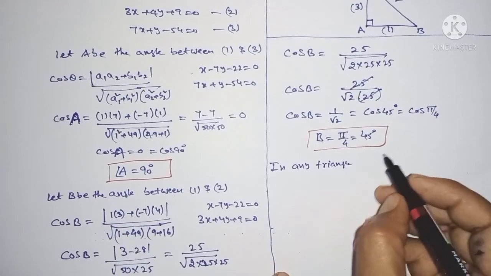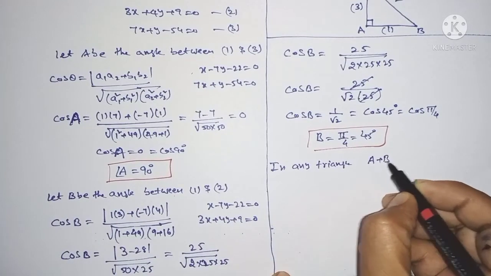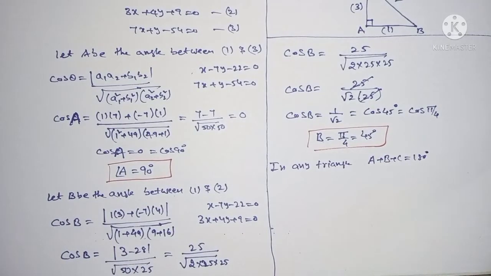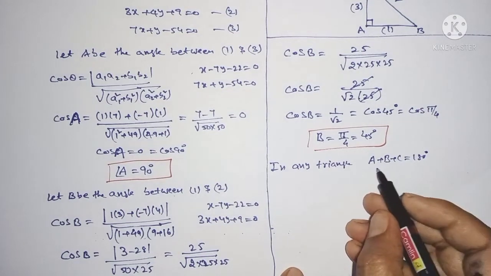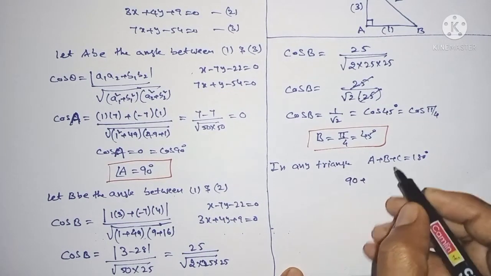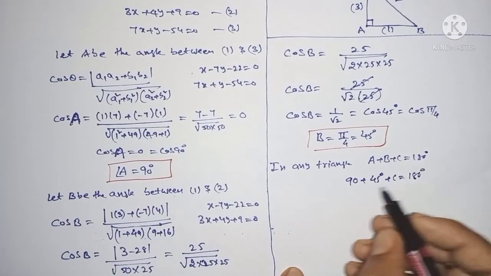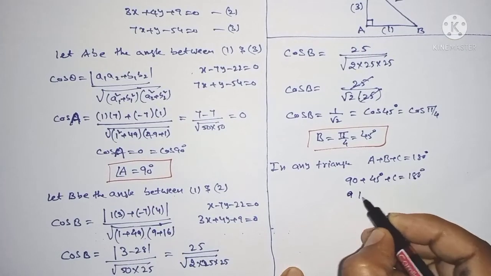In any triangle, the sum of all the angles is equal to how much? That is, the sum of all angles is 180 degrees. Therefore A plus B plus C is equal to 180 degrees. Therefore A is how much you got here? 90, plus B is how much? It is 45, plus C is equal to 180 degrees, or I can write here it is 135.